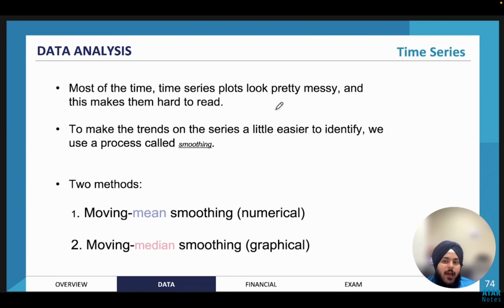Okay, so now we'll look at smoothing methods. Smoothing methods are where you're trying to remove the effects of irregular fluctuations, essentially just to smooth the data to make sure we have a better idea of the trends in the data. There are two methods, numerical or graphical.